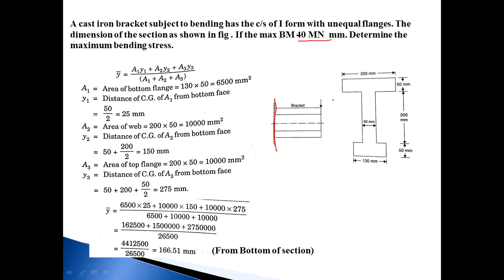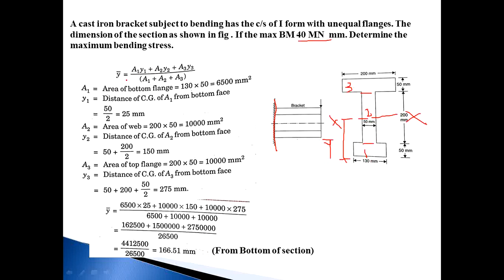So we want to calculate first the moment of inertia, and before starting to calculate the moment of inertia, we want to locate the center of gravity, that is the x axis. So we want to calculate y bar. So y bar is equal to, suppose this is section number 1, section number 2 and section number 3. This means 130 by 50, 50 by 200 and 200 by 50. This is section 1, section 2 and section 3 respectively.